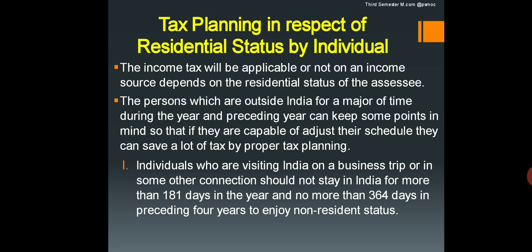Many of our family members are working outside in Gulf countries or other foreign countries, and they are not coming to India frequently, but they come for a two-month vacation or like that. They are earning some money there and remitting that money to India. How can they plan their residential status in order to save their tax liability, in order to escape from the tax liability? This is our tax planning in respect of the residential status.